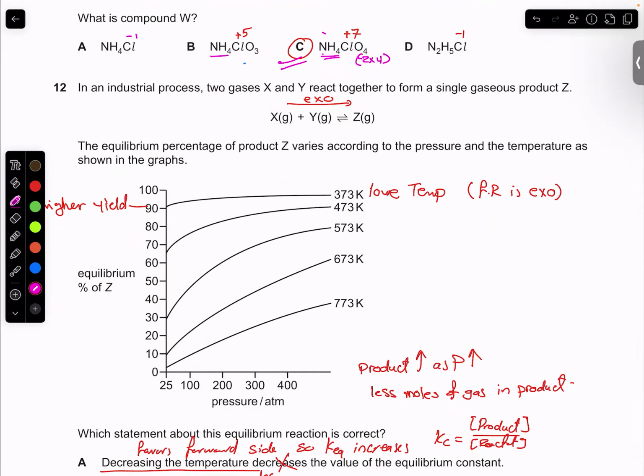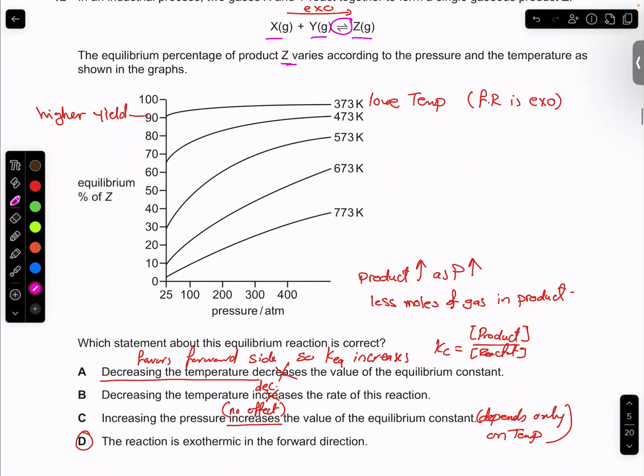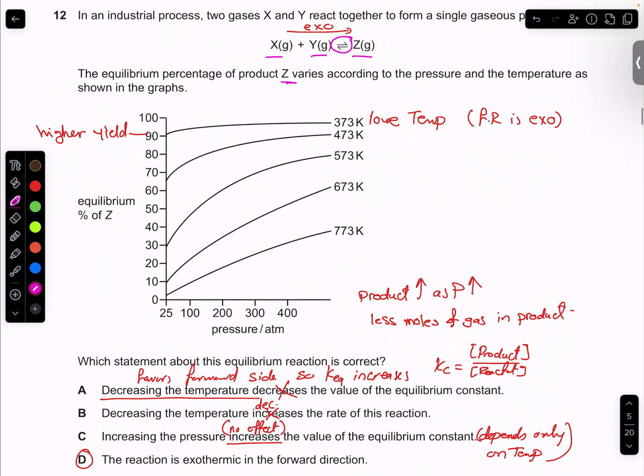In an industrial process, two gases X and Y react together to form a single gaseous product, Z. X and Y form Z. The equilibrium percentage of product Z varies according to the pressure and the temperature as well. And this is a reversible reaction. Which statement of equilibrium is correct? If you look at this, you will find that the lowest temperature gives the highest yield. Since the lowest temperature gives the highest yield, the forward reaction is exothermic. Since the forward reaction is exothermic, as you decrease the temperature, the yield will increase.